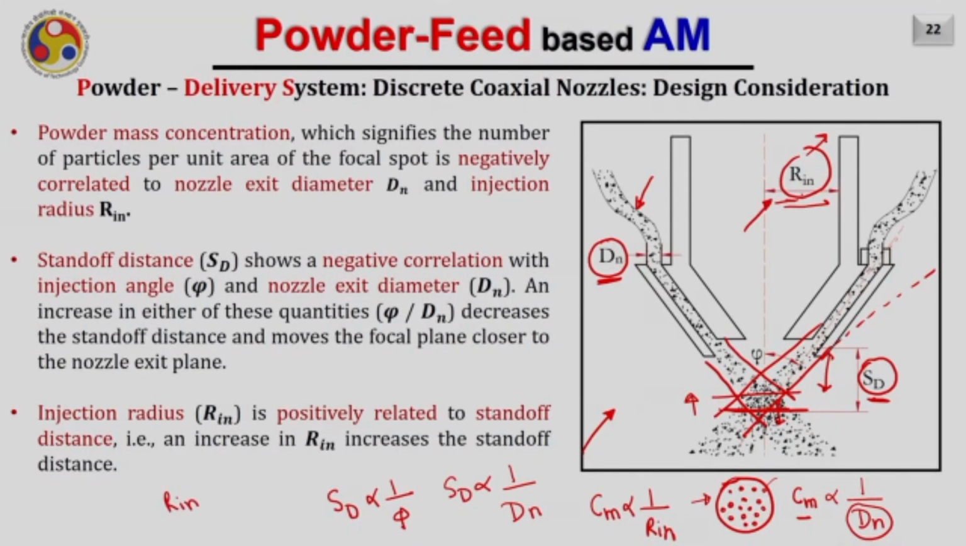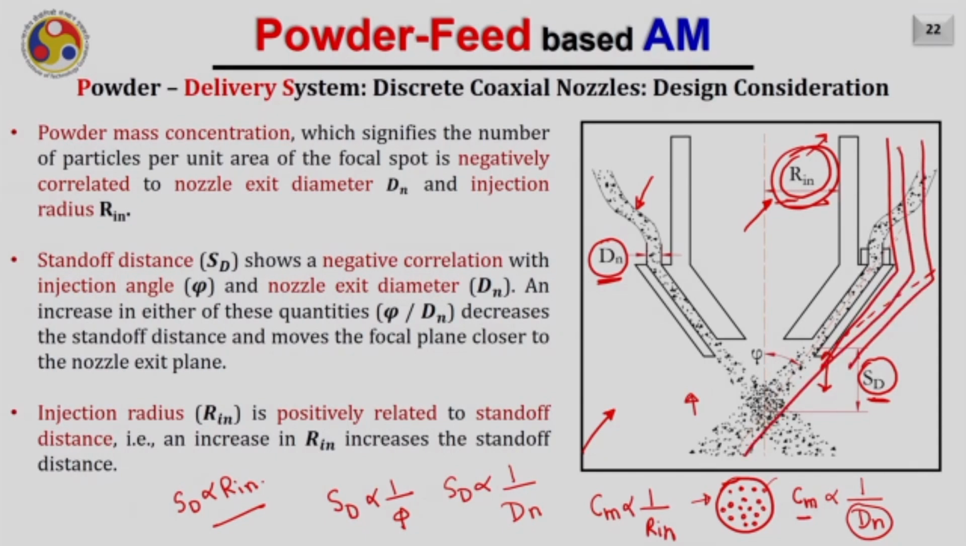Also, it can be observed that this RIN positively depends on the standoff distance, or in other words, the standoff distance is directly proportional to RIN. It can be seen from here itself. For the same case, if I just increase the RIN, meaning this point will move away like this, then, and this is the axis of the powder you are delivering, you can see that this axis has been shifted downward, and obviously my standoff distance will increase. Hence, if you are increasing the RIN, of course your standoff distance will increase.